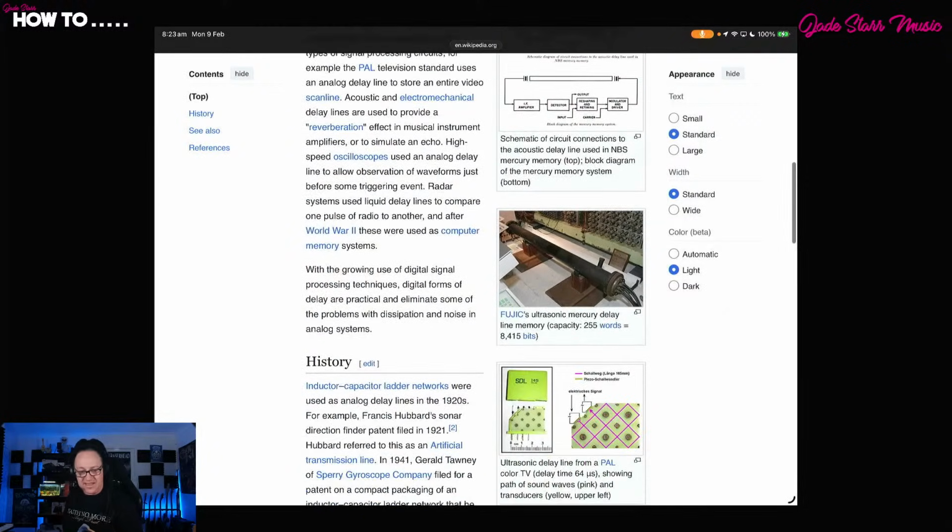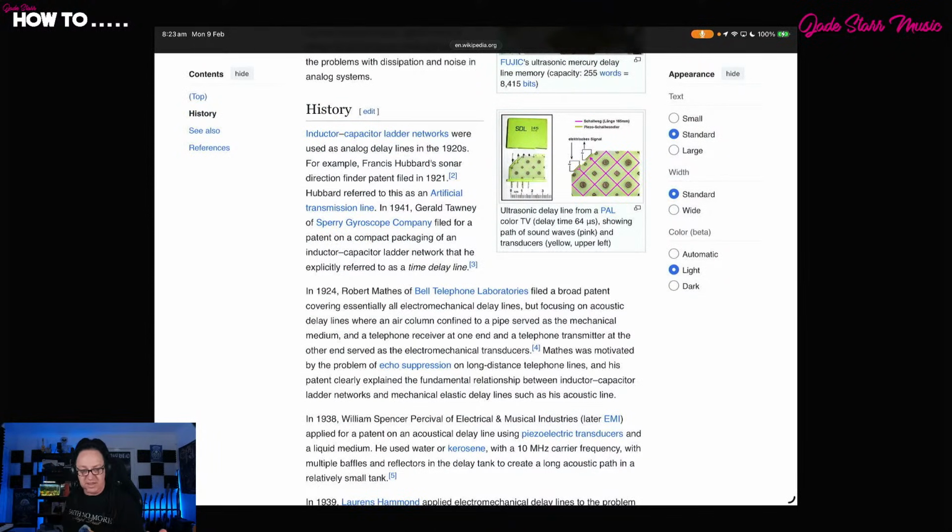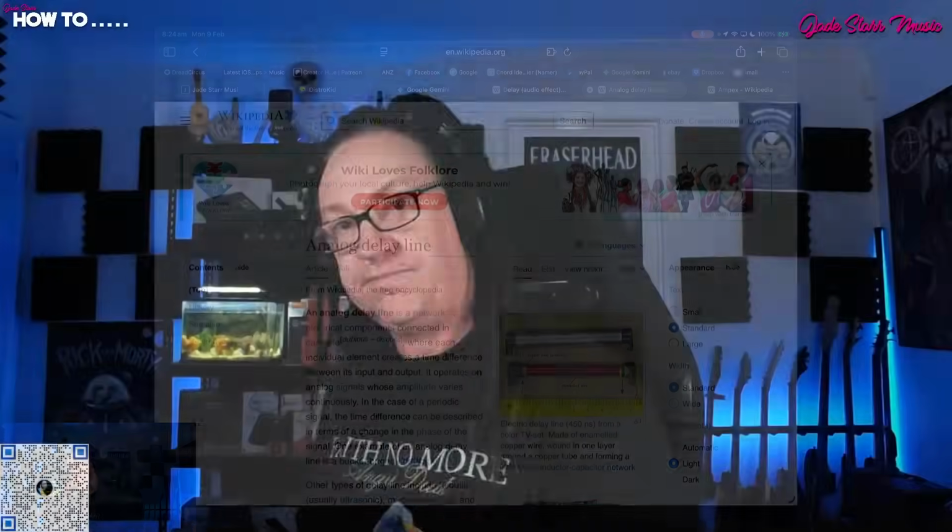We've got schematics here. Now, the early 20s, right, was when these came out. This is analog, obviously analog. Used analog delay lines in the 1920s, for example. There's a patent filed in 1921. And ultimately, though, this was not ideal. There had to be a better way to do this kind of delay. And they moved on.